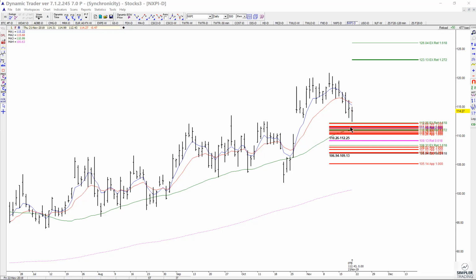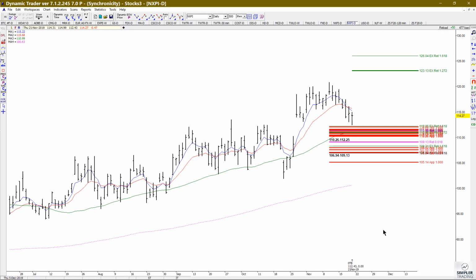But this is the general area of support. If we hold in this general area and it triggers an entry for you, you can take a trade. Potential upside target again would be 123.13, but if we do make a lower low, I'll have to run the new target from the new low. And let's see if it triggers an entry for you tomorrow.